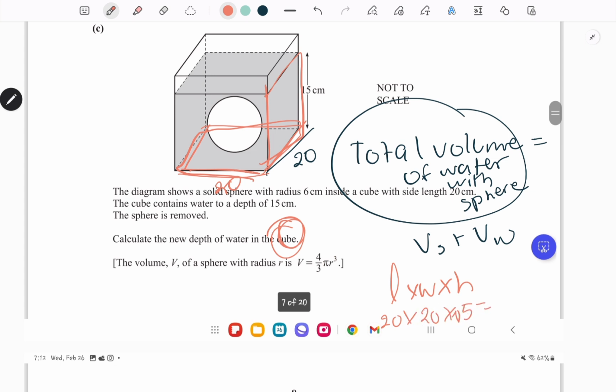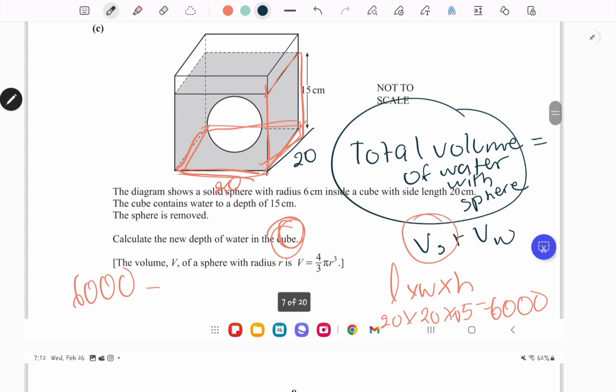It is equal to what? It is equal to 20 times 20 times 15. It's going to be 6,000. So now 6,000 centimeter cubed minus the volume of a sphere.